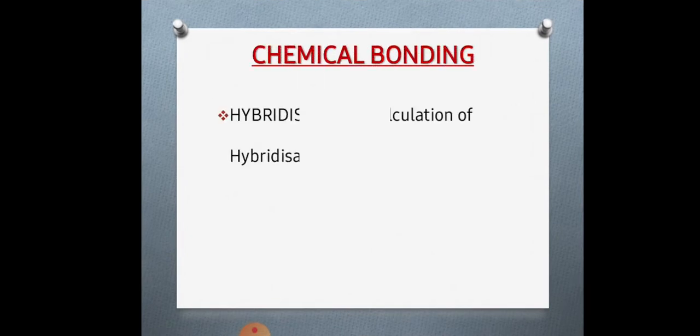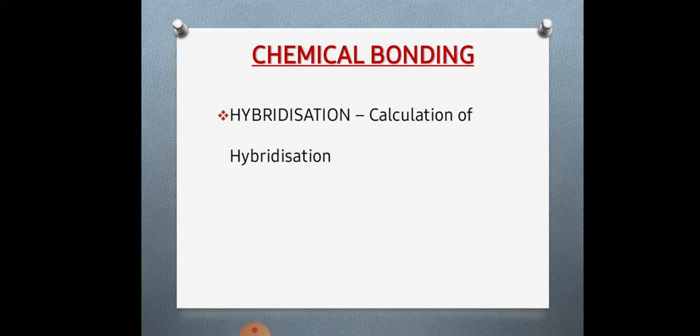Then the fourth lesson is chemical bonding and molecular structure. So in this chemical bonding and molecular structure, the very important concept is hybridization and the calculation of hybridization. So later in the upcoming videos, I am going to explain what is meant by hybridization and how the hybridization takes place. So what are the types of hybridization and how to identify the type of hybridization. So in detail I will explain in the upcoming videos.